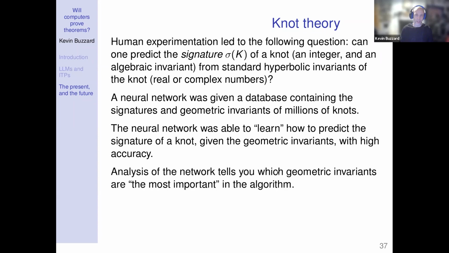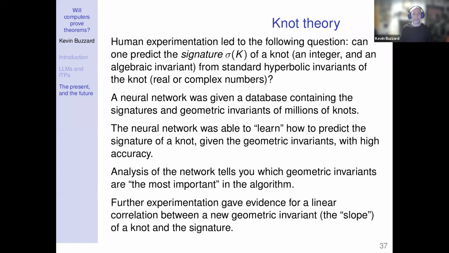So after some experimentation, you analyze what the network's doing, and it tells you which geometric invariants it's using. It can't explain what the algorithm is, but it can say which of the geometric invariants feel like they're the most important. And then the humans go away and think about these geometric invariants and how they could possibly be related to the signature. And they came up with some kind of evidence for a linear combination between the signature of a knot and the slope of a knot. This was a new geometric invariant. It's just a ratio of linear combinations of known geometric invariants.